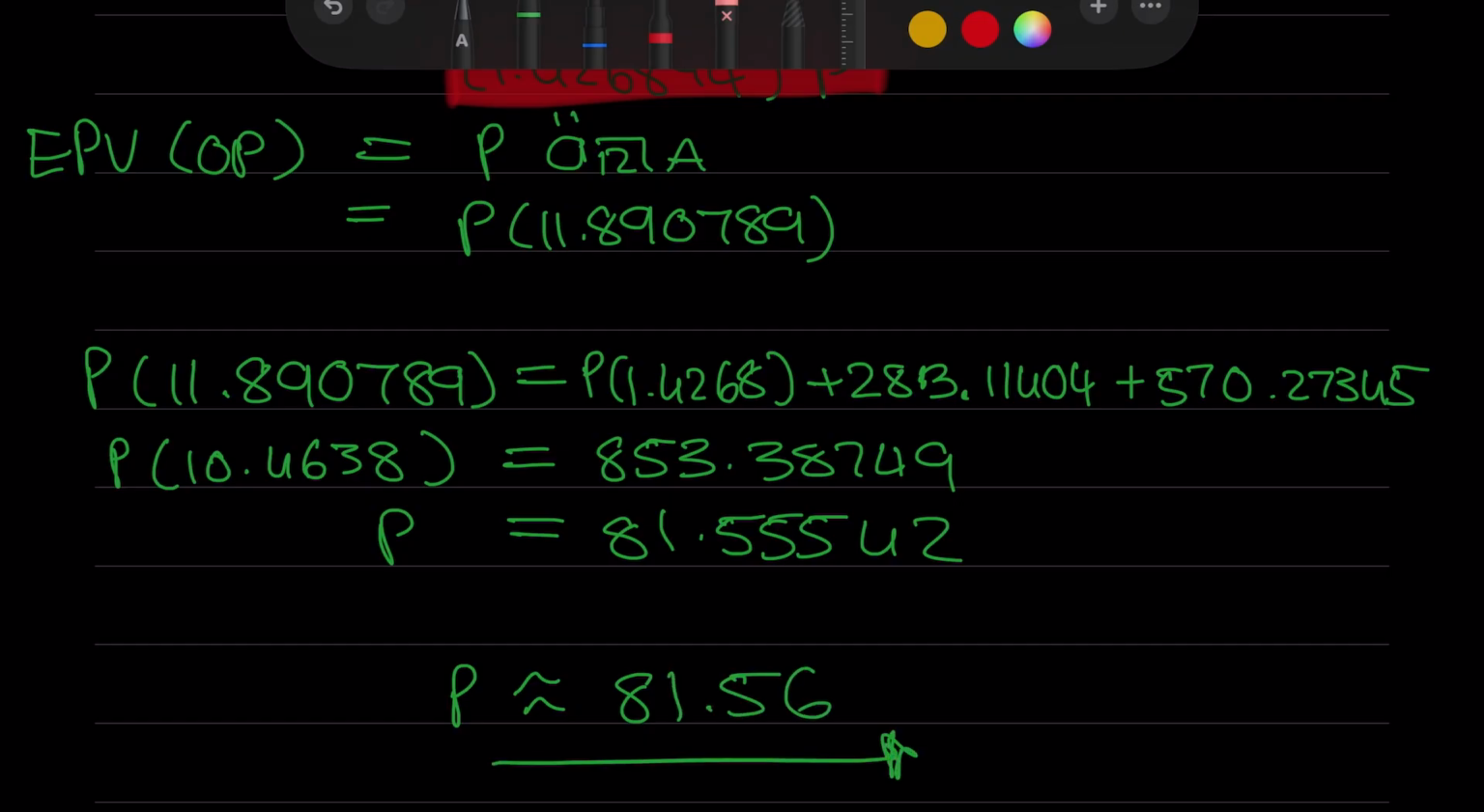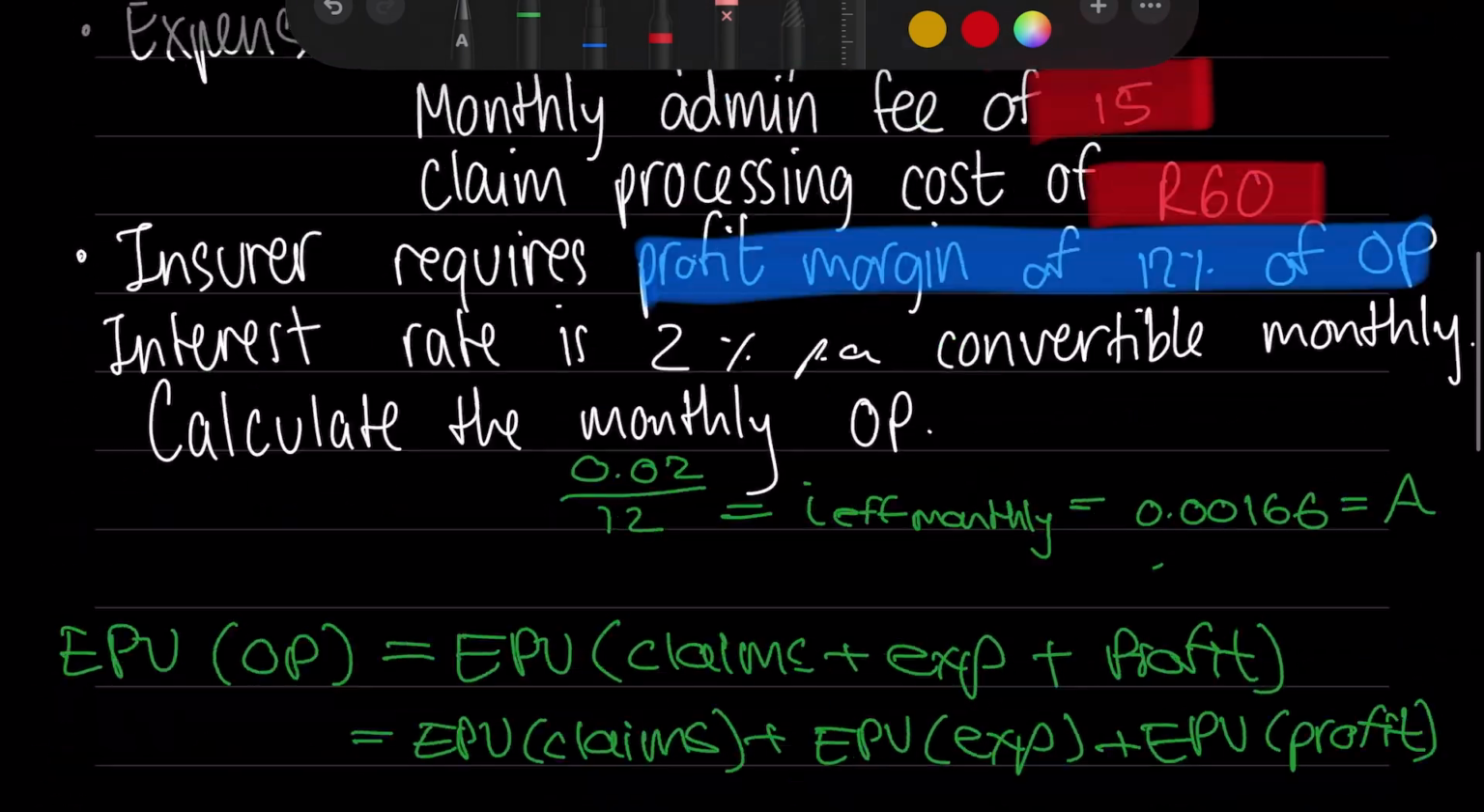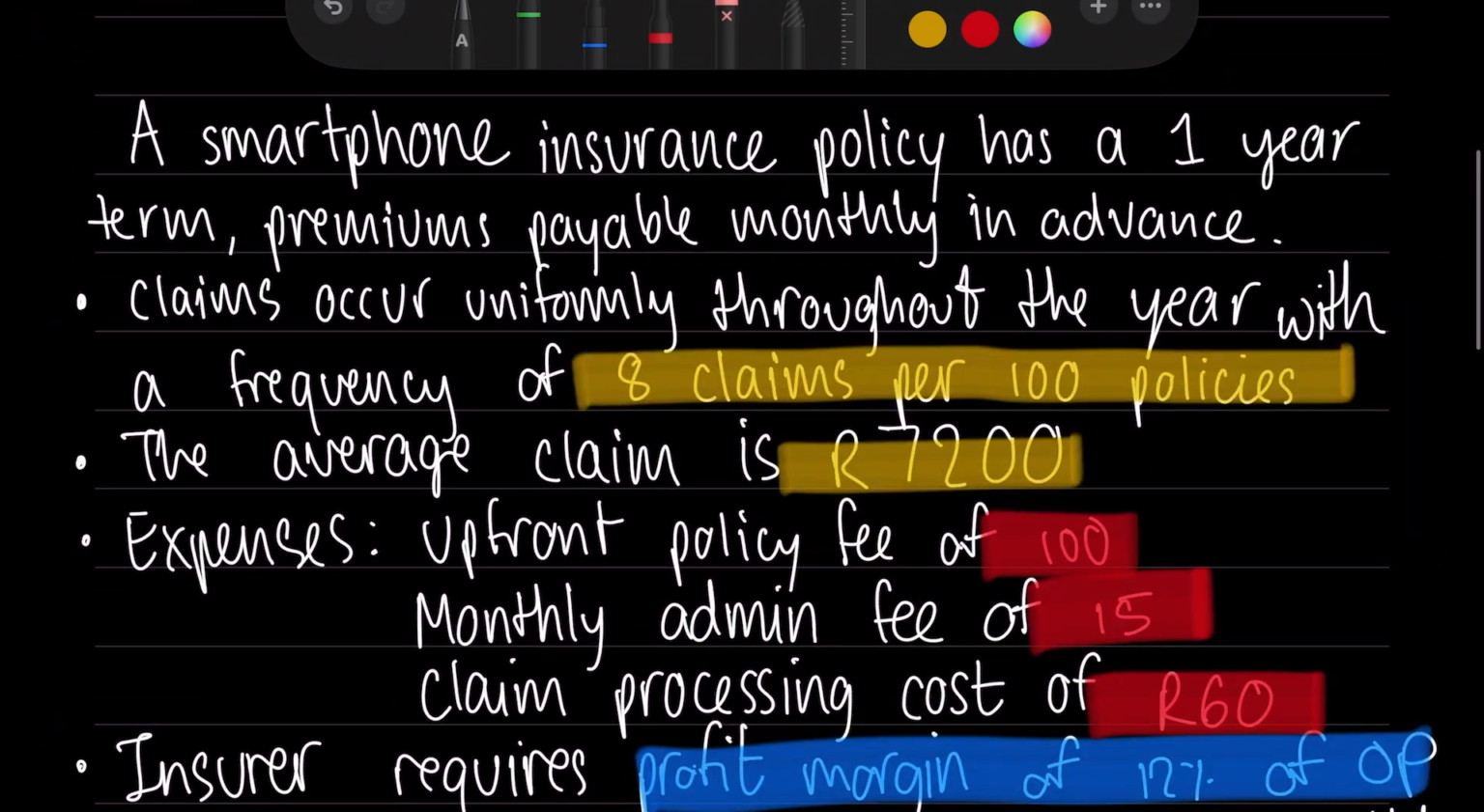Cool. So now P, that is our monthly office premium that we'll be paying the insurer for this smartphone insurance product.